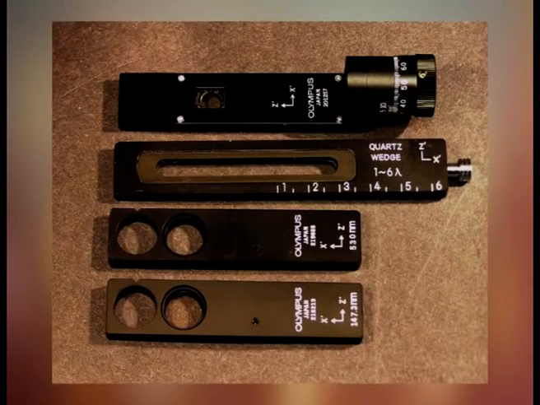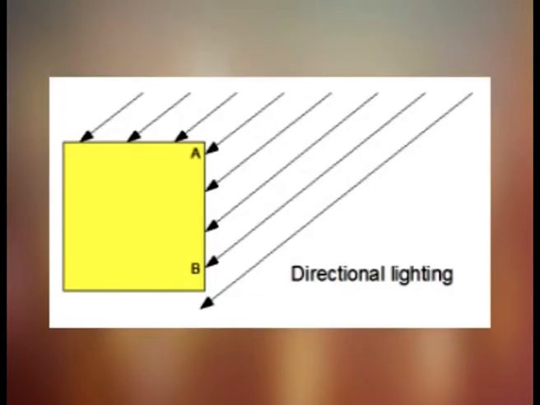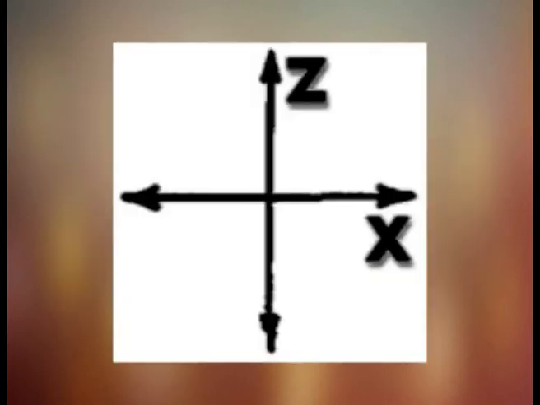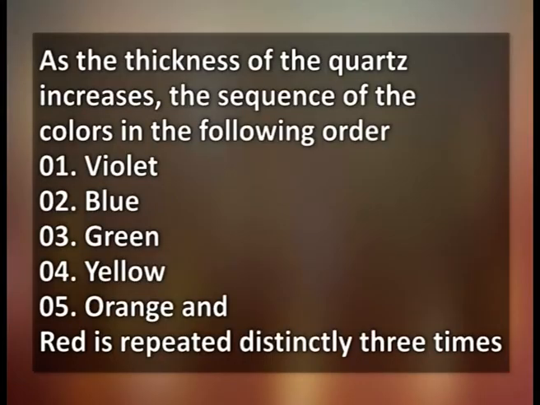the one which is parallel to this direction, the ray propagated with greater velocity, and if marked Z, indicates that this is the direction of vibration of the slower ray. As the thickness of the quartz increases, the sequence of the colors in the following order: violet, blue, green, yellow, orange and red is repeated distinctly 3 times, corresponding to the first, second and third orders, with fainter and unclear color beyond. An important application of the quartz wedge is in determination of the order of interference colors of anisotropic minerals under crossed polars.